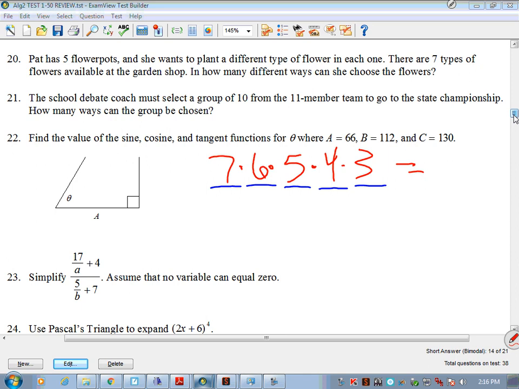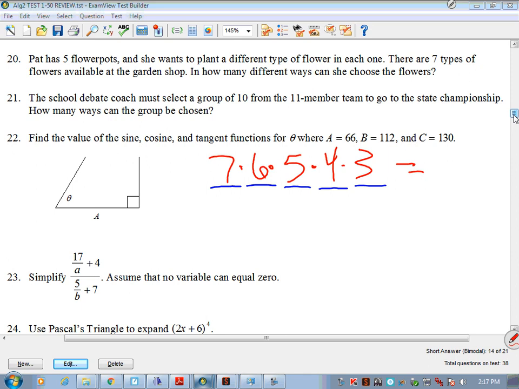I don't know. This is question number 20. Did I do that wrong? Finding permutations and combinations. There are 5 flower pots, and we're planting a different type of flower in each one. There are 7 types of flowers. It starts off 7 different ways. So you choose the flowers. Well, they're saying the answer is a paltry 21.